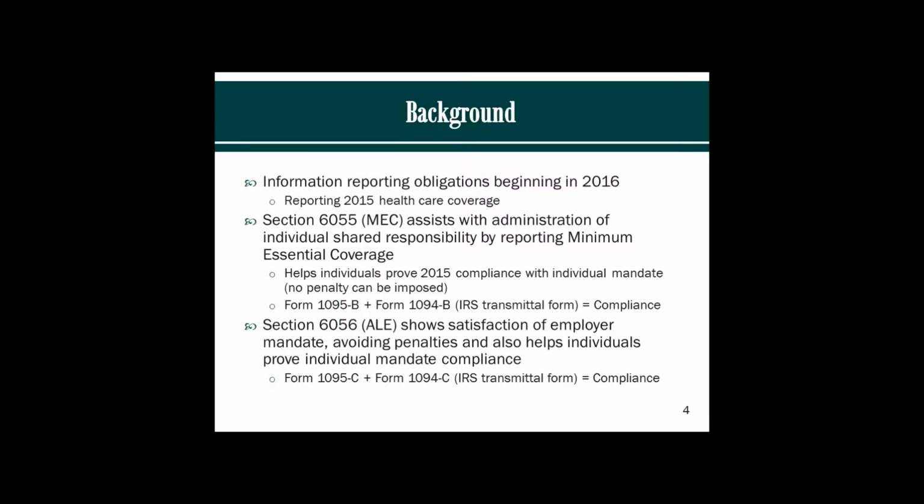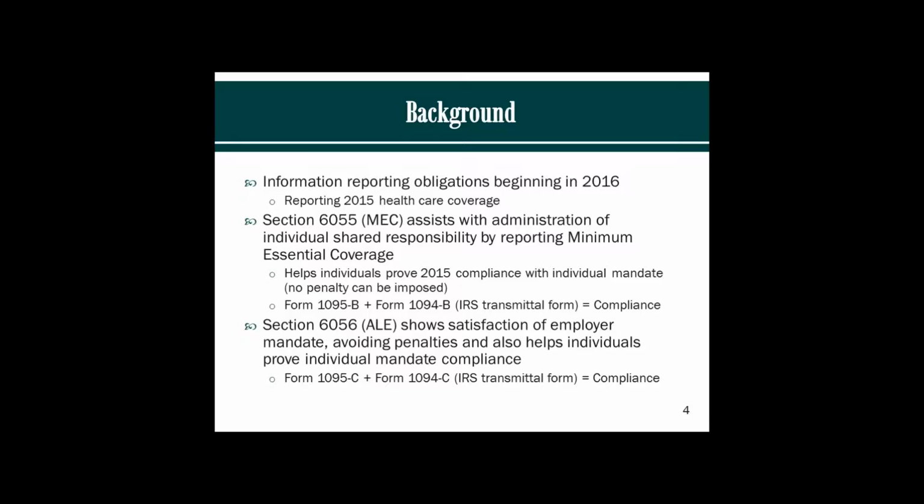So when we're talking about compliance as to the MEC reporting, we look at a Form 1095-B, which is an employee statement that is going to be given, again, to individuals covered. And then we look at Form 1094-B, which is an IRS transmittal form. Again, it goes to the IRS. So those two forms together equal compliance under Section 6055.